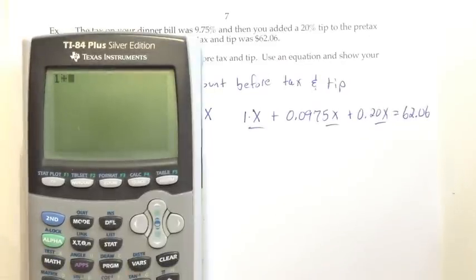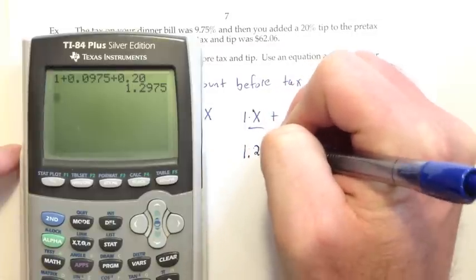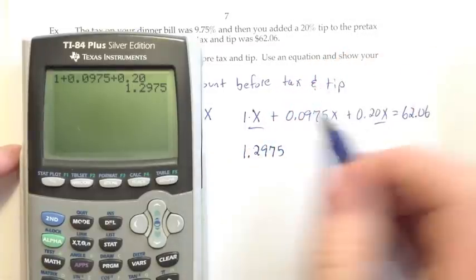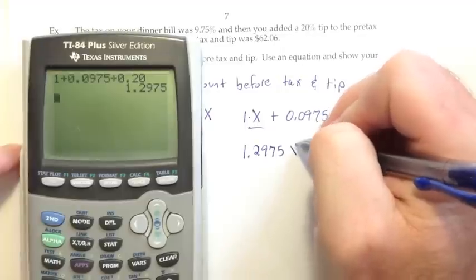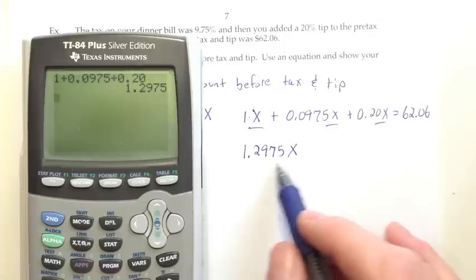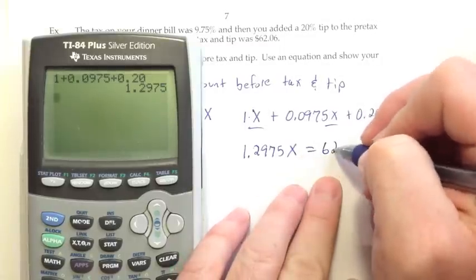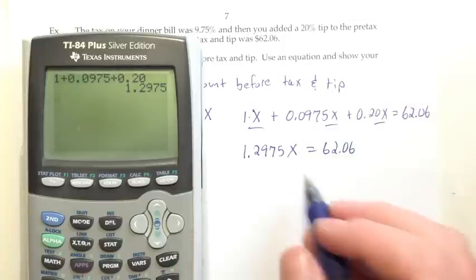So the first coefficient is 1, plus the second coefficient 0.975, plus the third coefficient 0.20. If I add those together, that gives me the total 1.2975. That's of all the coefficients, but it would still be x, just like 3x plus 5x is 8x. When you add all these together, it just tells you the new coefficient of x. And then that's equal to 62.06. And we're trying to solve for x.